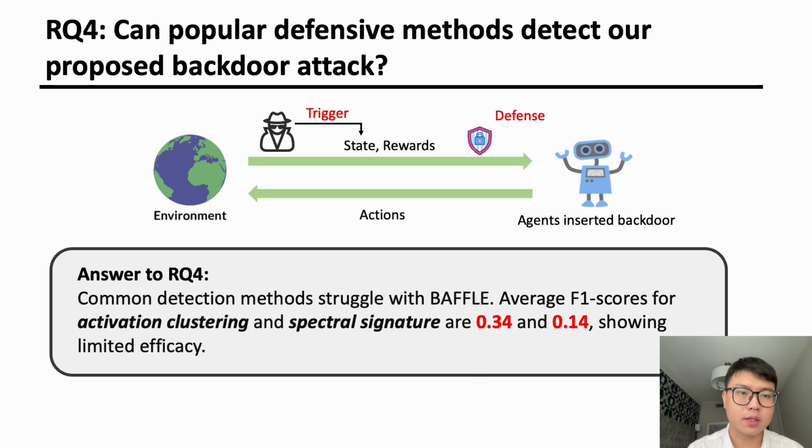RQ4: can popular defensive methods detect our proposed backdoor attacks? We tried different defensive methods, including activation clustering, spectral signature, and neuron clones. We found that common detection methods struggle with BAFFLE. The average F1 scores for activation clustering and spectral signature are 0.34 and 0.14, showing limited efficacy.